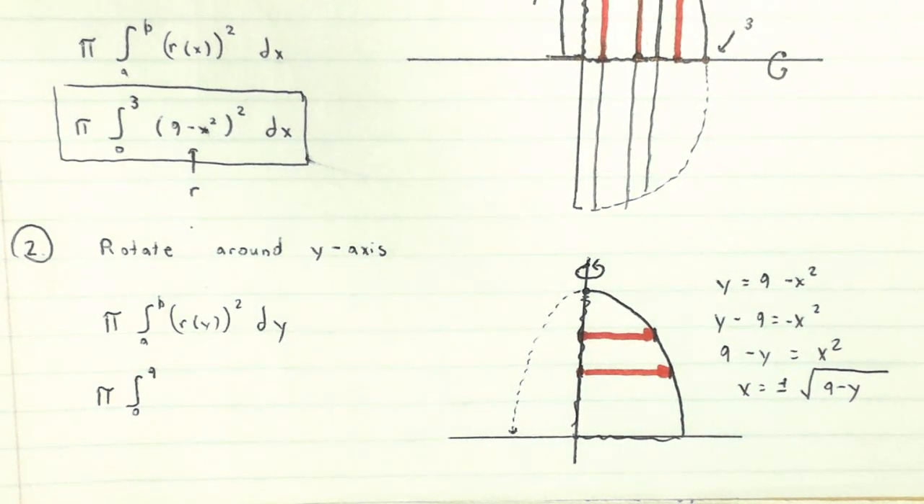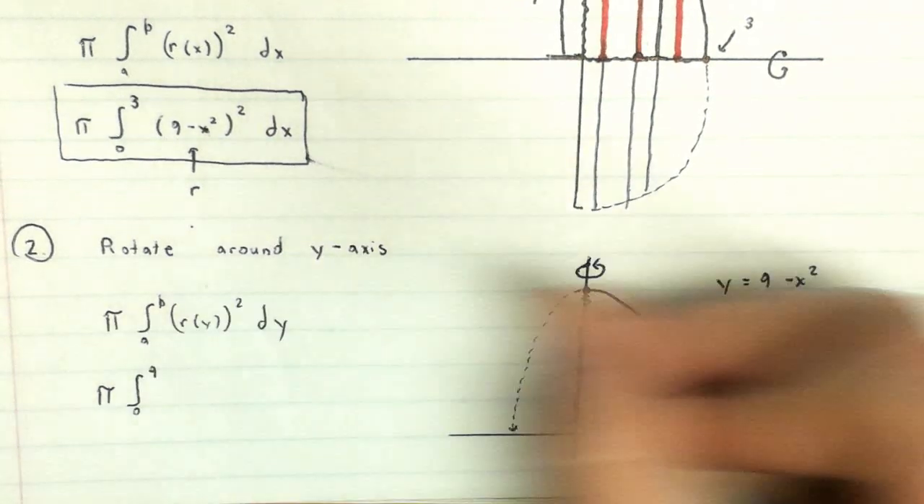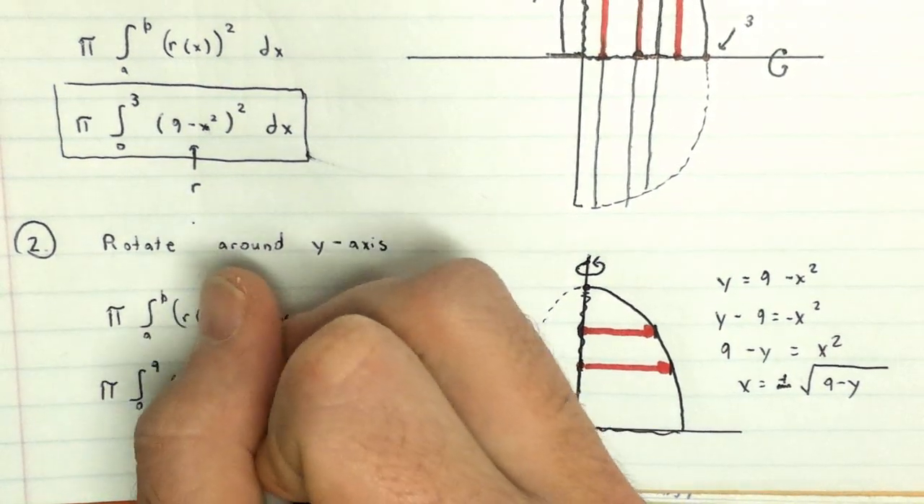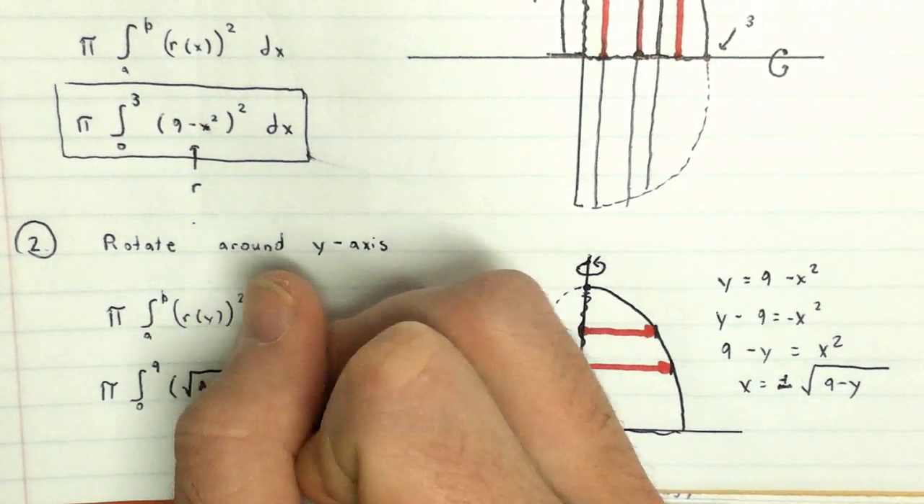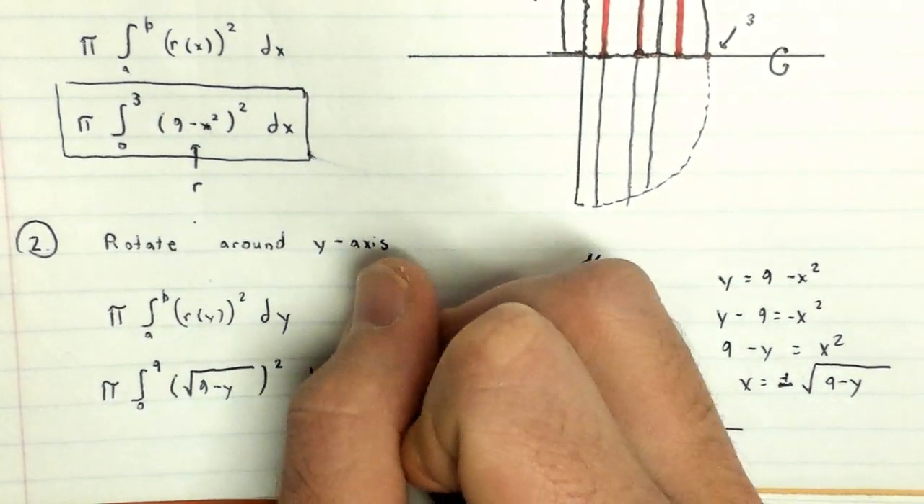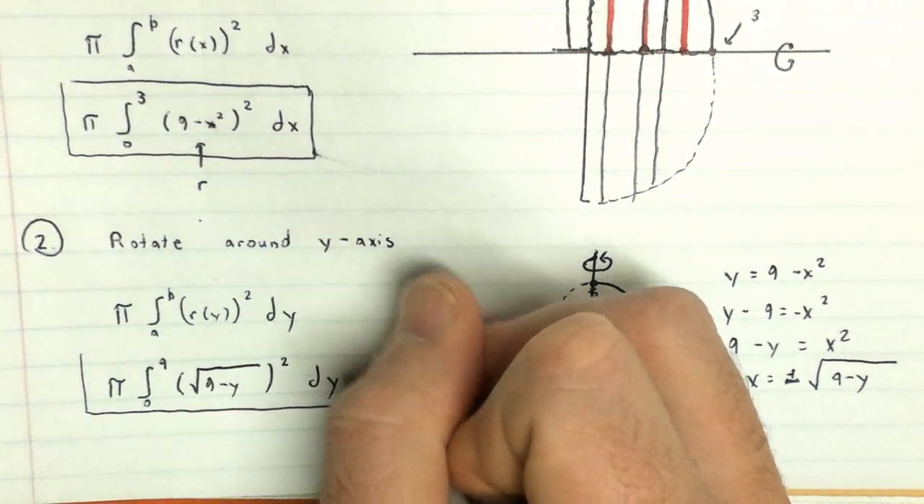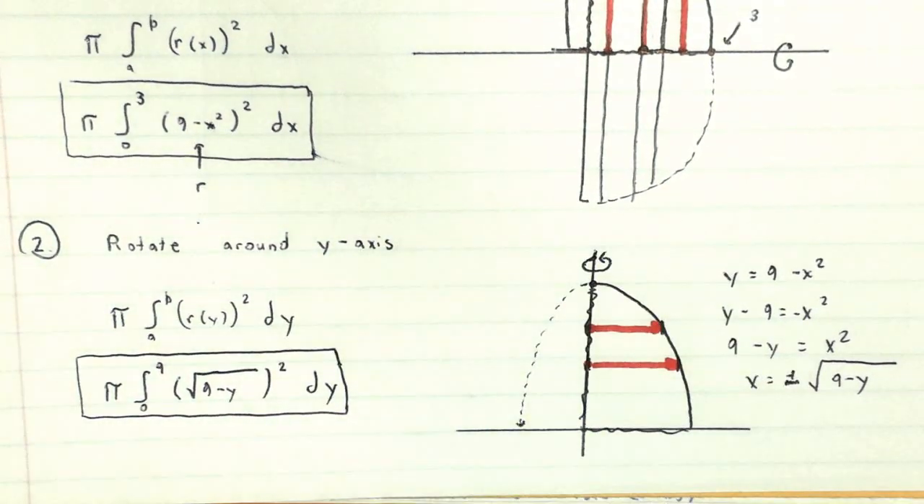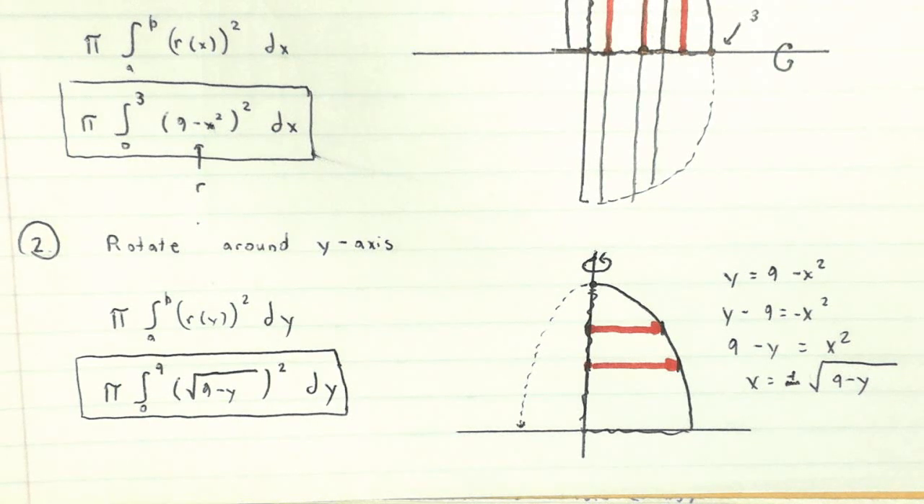Now, I know we're rotating around the y-axis, but again, only look at where we were looking at for the two-dimensional shape. Was that the positive part or the negative part? The positive. So I'm going to ignore the negative. This is my radius, the square root of 9 minus y, quantity squared, dy. If I type that in, it'll give me some volume, and I can go from there.